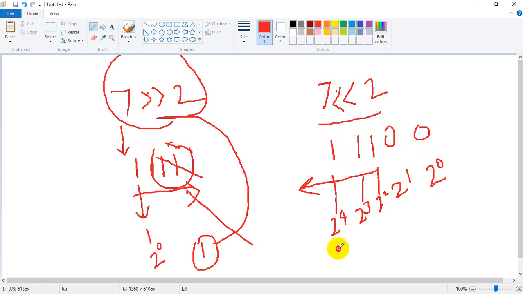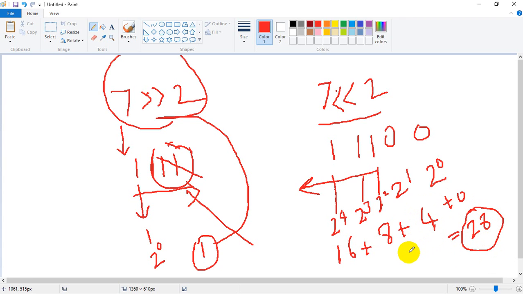Using 2 power 0, 2 power 1, 2 square, 2 cube and 2 power 4, what is the answer now? 16 plus 8 plus 4 plus 0. So the answer is 28. So 28 is the answer for 7 left shift 2.